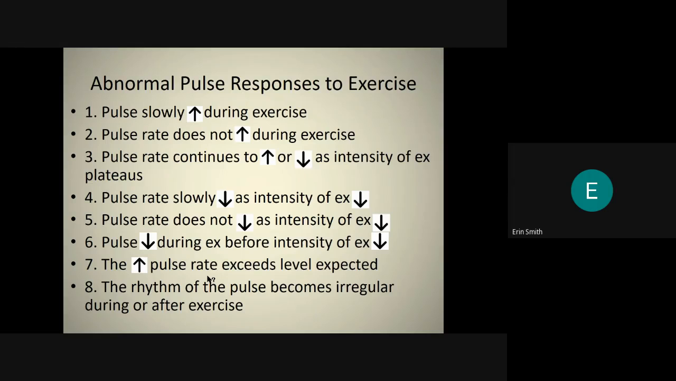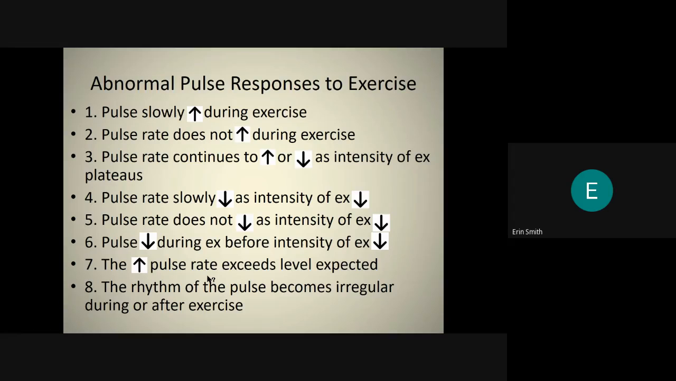If the pulse rate is rising slowly, unrelated to the intensity of the exercise, that would be an abnormal response. So that sounded very confusing and I apologize. Let's review that again. Say, for example, I'm on a treadmill and I am immediately going from 0 miles per hour to 5 miles per hour. Then you would expect my heart rate to go up quickly. If my heart rate slowly increased, even though the intensity of my exercise was high, that would be an abnormal response to exercise.